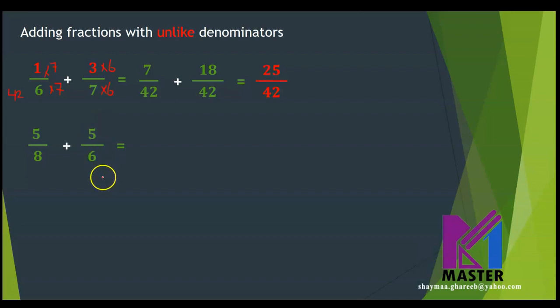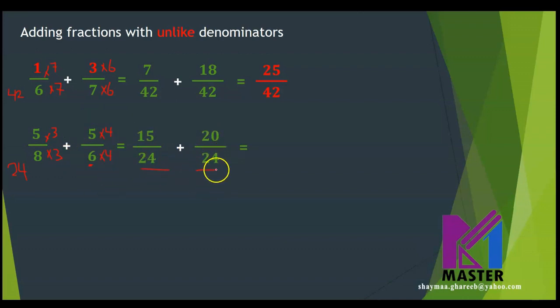5/8 plus 5 over 6. So I will think of a common multiple between 8 and 6. The least common multiple between 8 and 6 is number 24. So I will change this 8 to 24 by multiplying by 3 up and down. And I will change the 6 to be 24 by multiplying by 4 up and down. Then I will write the new fractions. So the first fraction will be 15 over 24, and the second fraction will be 20 over 24.